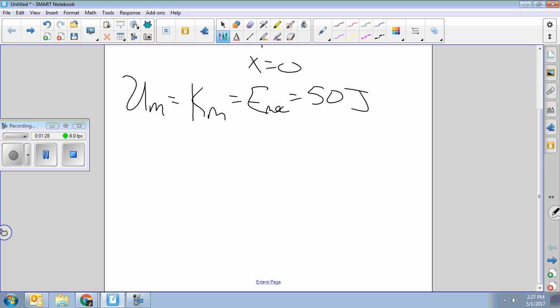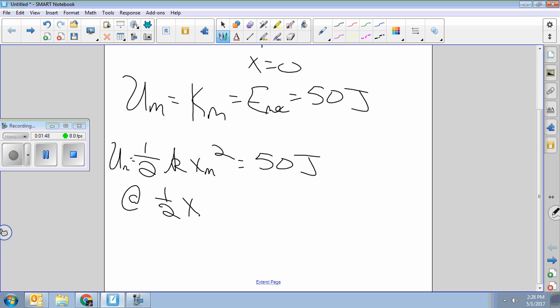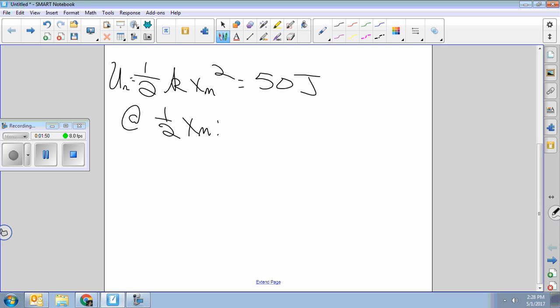So the idea is 1/2 k times xm squared. Remember, xm is your amplitude. That's 50 joules, right? So that's U max. So if we're at half of that amplitude, at 1/2 of xm, then our potential energy ought to be 1/2 times k times (1/2 of xm) squared, right?